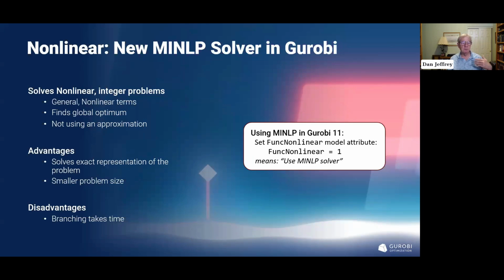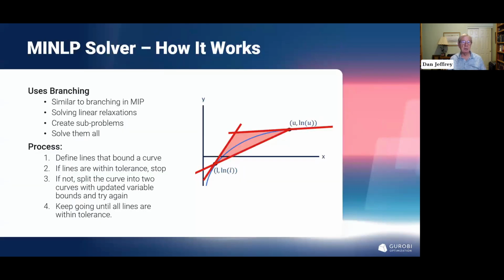So you're getting an exact representation of the problem that Gurobi solves. And that also means a smaller problem size, as you'll see. I'll show you that in the demonstration. But the process of doing it is using branching, which I'm going to show you now, and that takes time. So in order to make your best decision about this, it's kind of nice to know what's going on under the covers. As with most Gurobi algorithms, it's possible to use it without understanding this, but it's good to know what's going on.